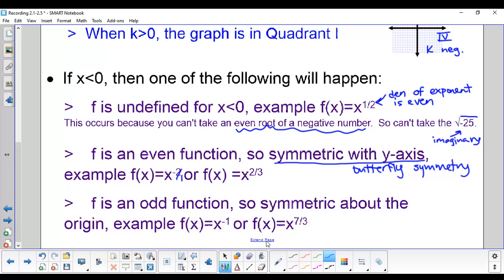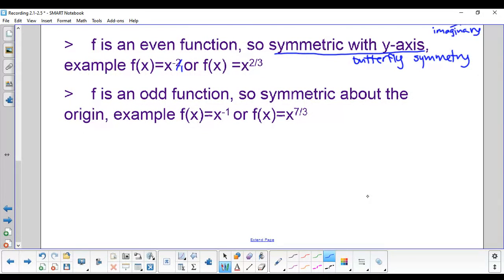And you probably guessed it, we also can have what's called an odd function. An odd function, if you recall, is symmetric about the origin, which means it has rotational symmetry. An odd function will occur if the exponent ends up being an odd number over an odd number.